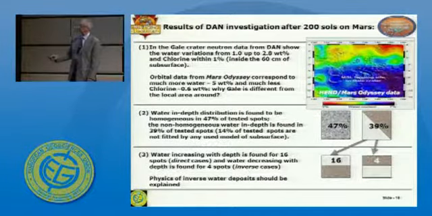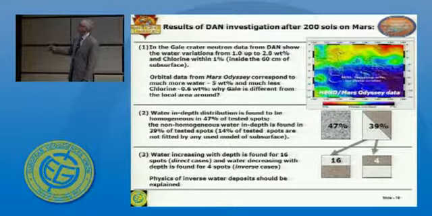The problem is that orbital data from Mars Odyssey shows, this is a part of a map from Mars Odyssey which presents the weight percent of water. And this bluish region here corresponds to about 5% of water on average in the same depths of subsurface. And also Mars Odyssey gives us a smaller value of chlorine from orbit.